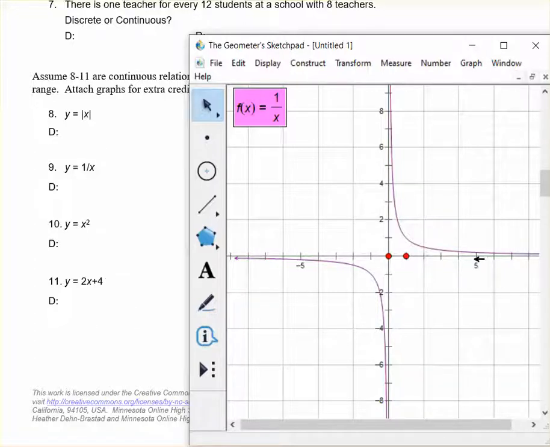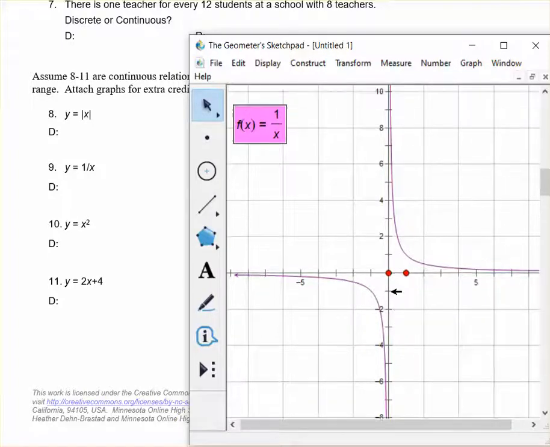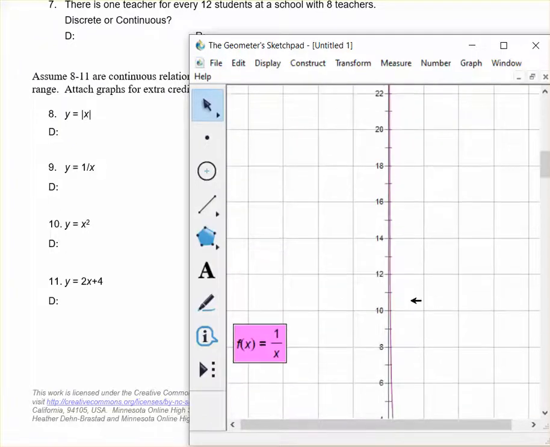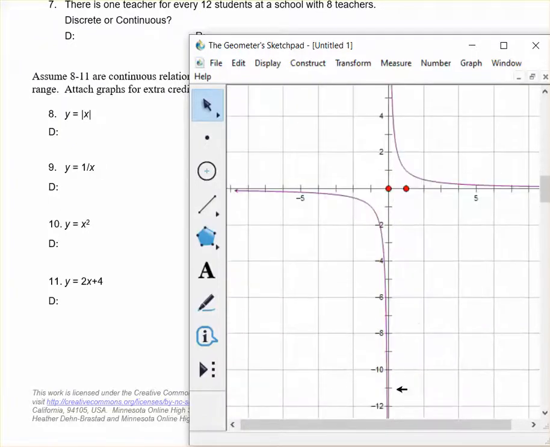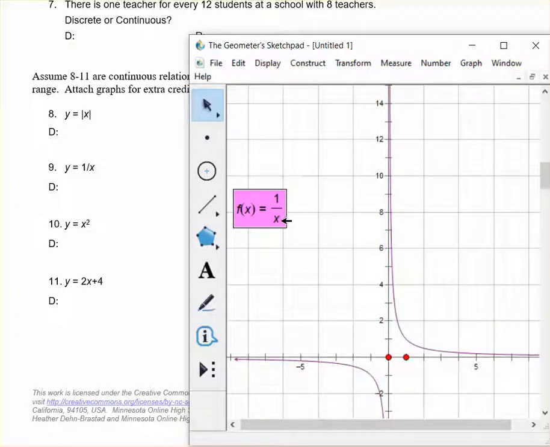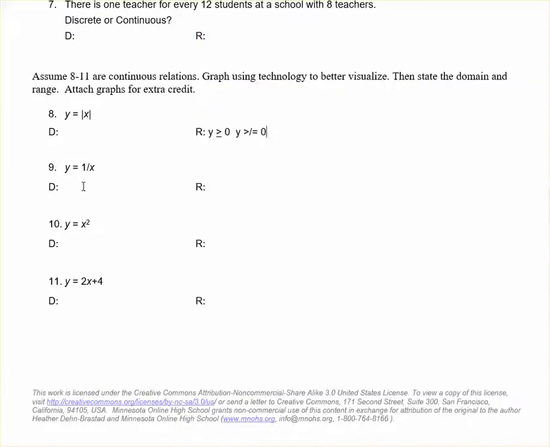This is an interesting function. We see that x can be all of these numbers on the negative side and can be all of these numbers on the positive side, but it's never equal to 0. Look at, on both sides, it approaches 0, but it never actually touches 0. And that's because we're not allowed to divide by 0. So for your domain, you can say all real numbers except x cannot equal 0.